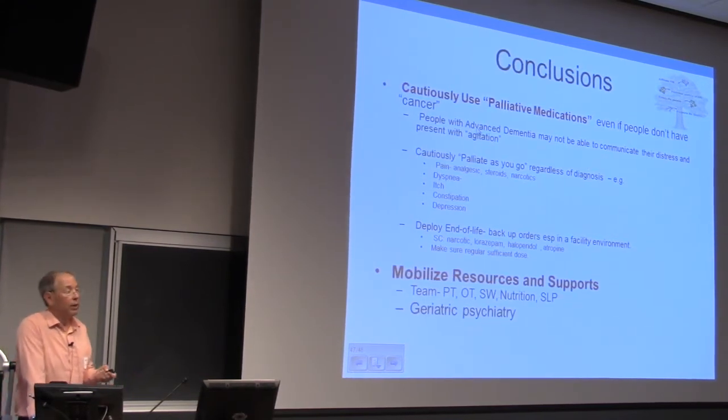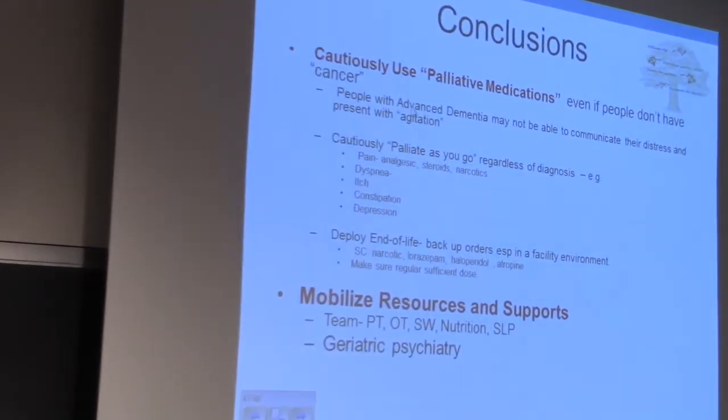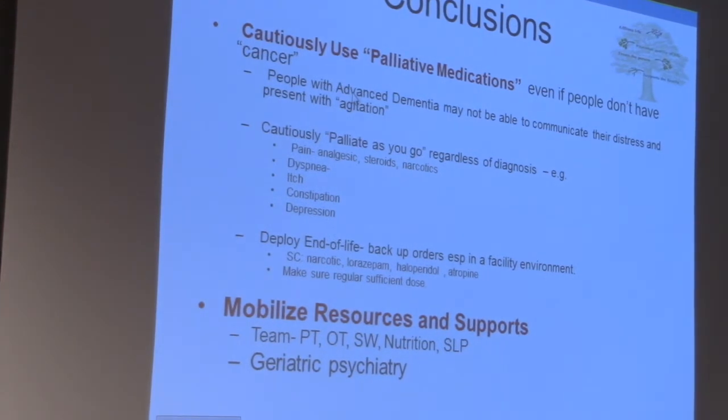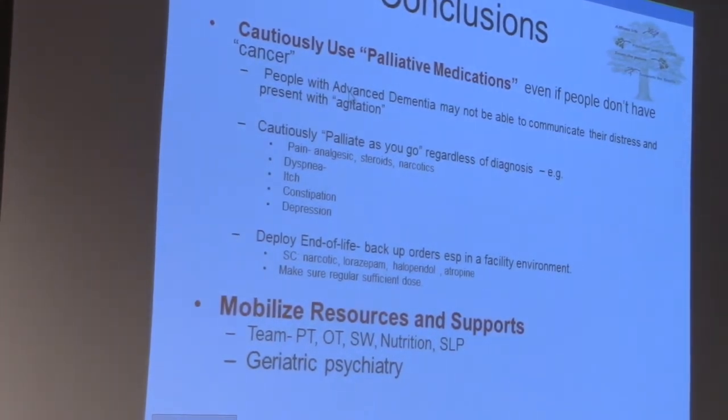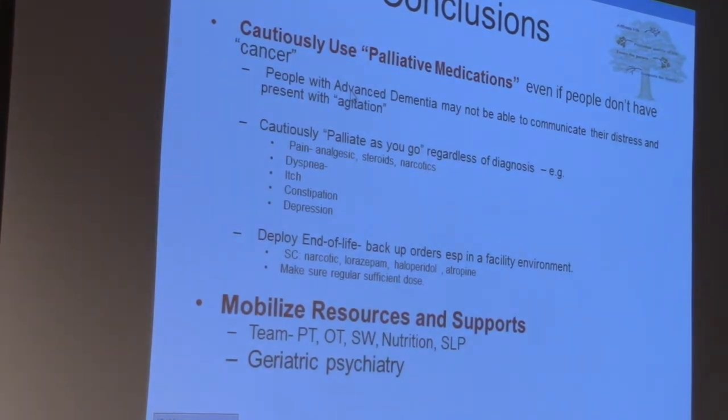Cautiously use palliative medications in these people, even if they don't have cancer. So, people with an advanced dementia may not be able to communicate their pain or breathlessness, and they may just yell or scream or writhe or withdraw.